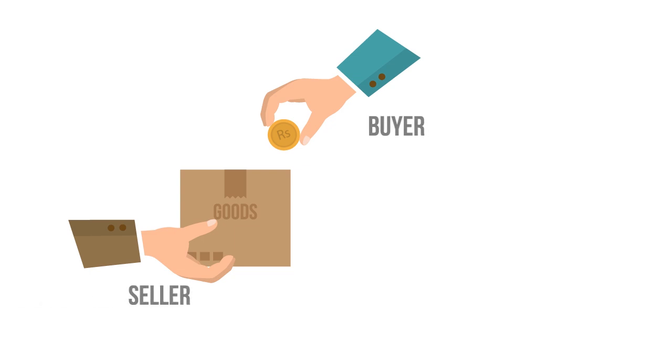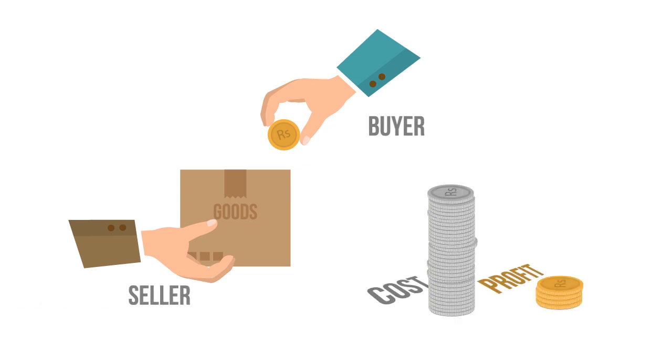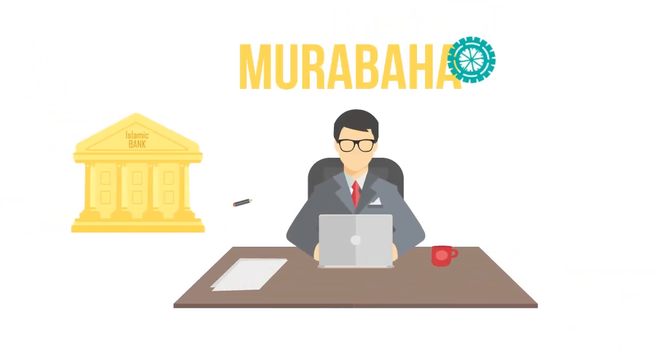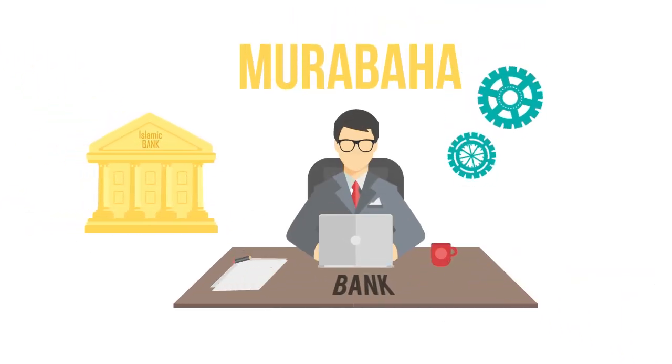Simply put, Murabaha is a trade transaction between a buyer and a seller involving the sale of a commodity with the cost of goods and profit known to both parties. So, how does Murabaha work in a banking context?